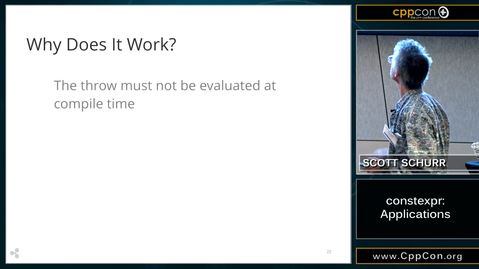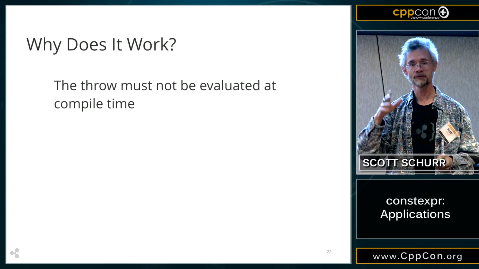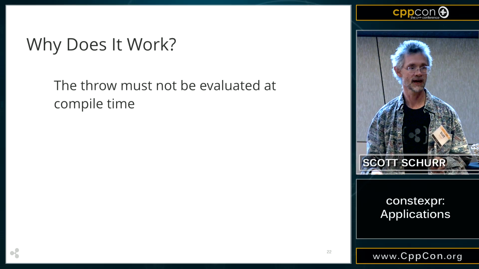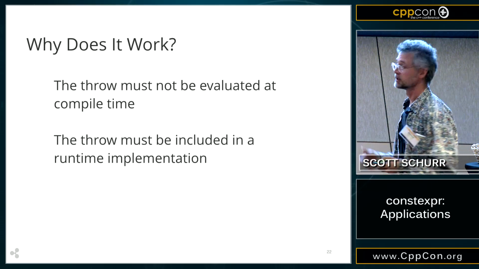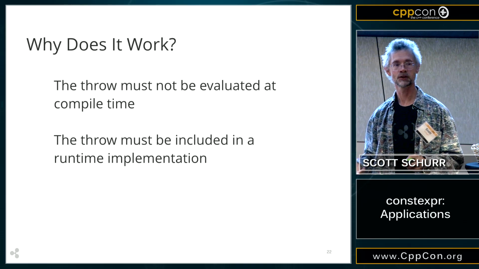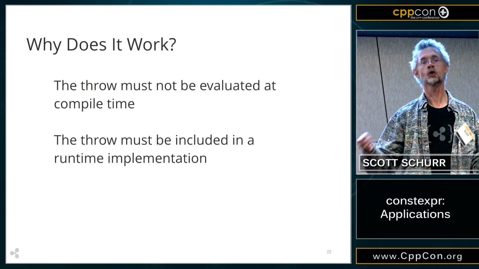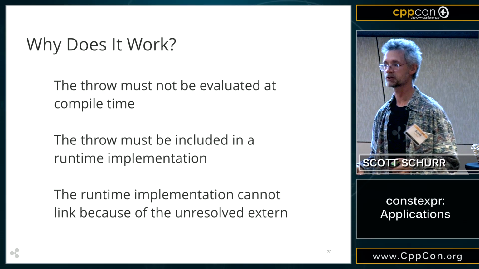Why does it work? So the throw, if we're evaluating at compile time, we skip the throw. So we don't notice that the symbol's missing. If we have a runtime implementation, the runtime implementation has to include everything because you never know when it might need to throw. And that means that you're going to run into your unresolved external.